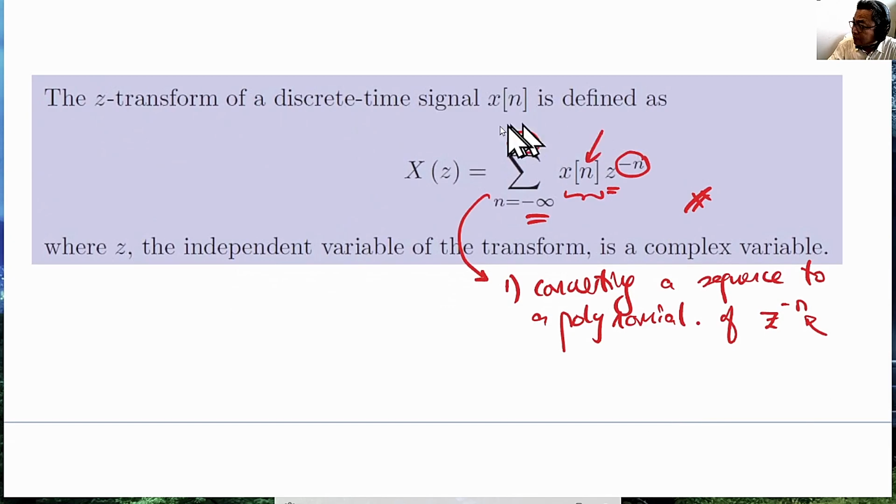Hence, you can think of this transform as a lossless transform because the coefficients of the powers of z are retained. The positions of the sequence x[n] are retained by the power. Hence, nothing is lost through this transform. This is one way of thinking of the Z transform.